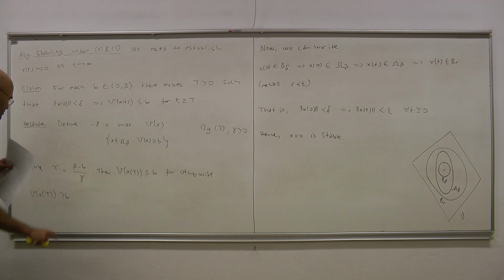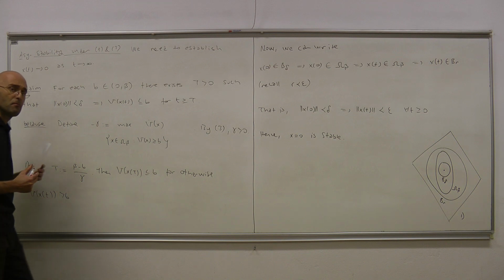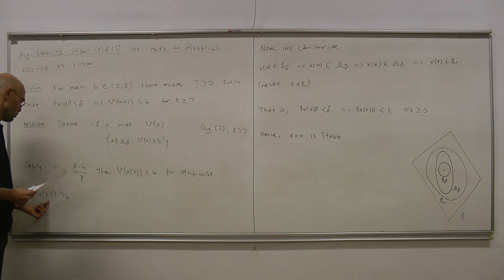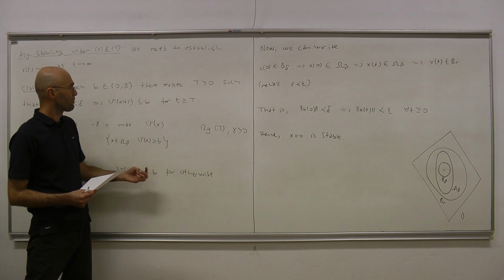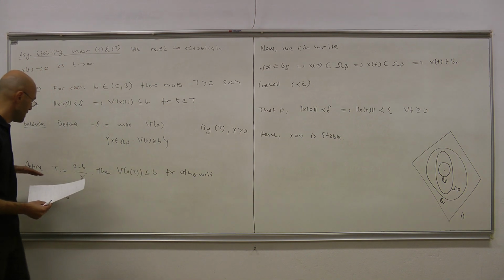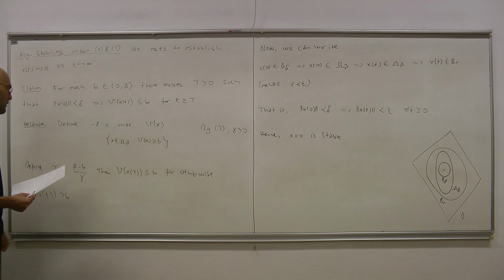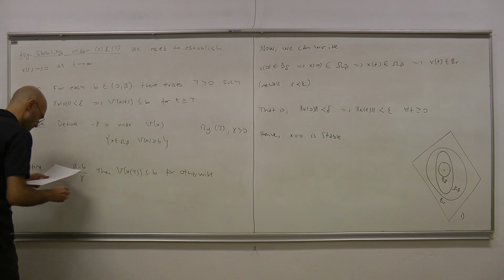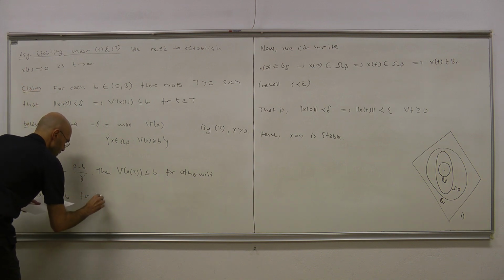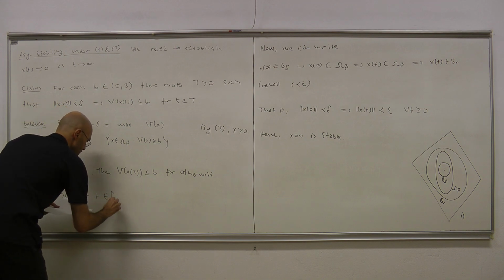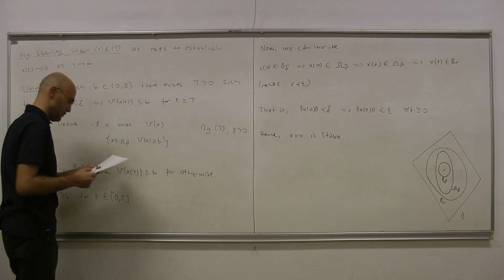But if this is strictly greater than b, the whole solution must be strictly greater than b for t from 0 to capital T, because v is strictly decreasing. Why? Because v dot is negative, okay, along the solutions, for all t in 0 to capital T.